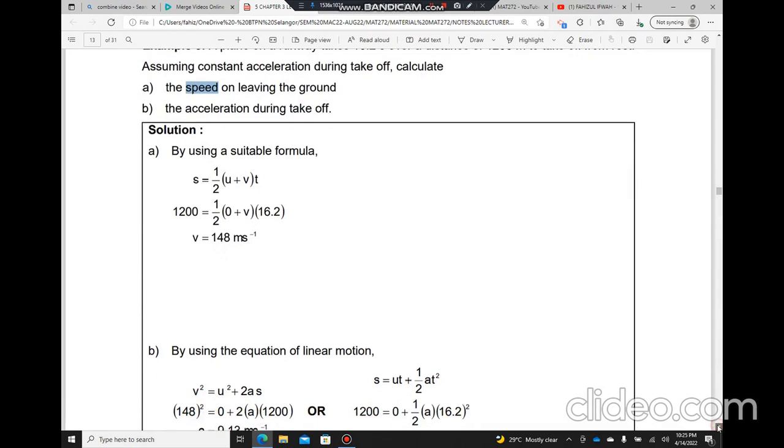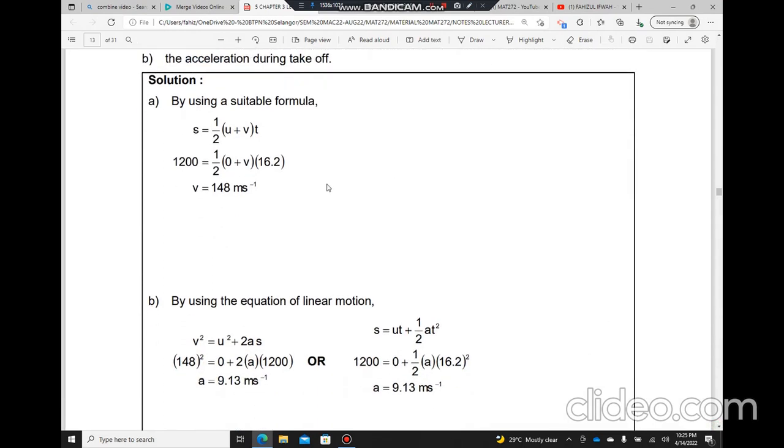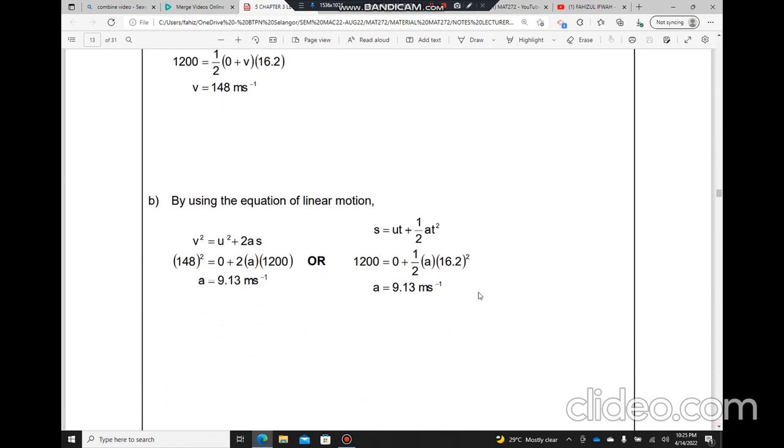Okay, next, the acceleration during take off. Acceleration means A. Okey, A, so kita tengoklah mana formula yang sesuai. Okey, kita ada V square equals to U square plus 2AS. Yang ni yang equation number 4 tadi kan. V square equals to U square plus 2AS. Okey, or S equals to UT plus 1 over 2 AT square. Mana-mana satu boleh pilih. Sebab dia tak strict kan formula mana yang awak kena solve guna yang ni. Make sure just bila kita substitute value, kita boleh solve the problem. So mana-mana satu boleh guna.